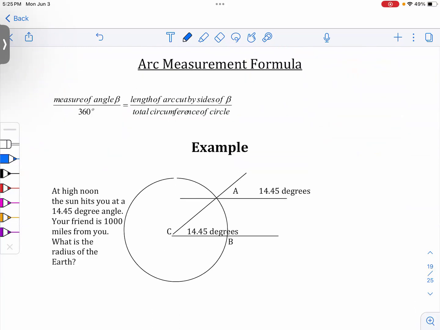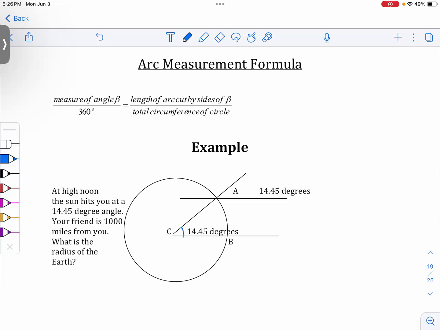The arc measurement formula is a pretty useful formula in order to identify the length of a particular side. So I'm told we have the angle, so at noon, the sun hits you at a 14.45 degree angle. Your friend is 1,000 miles from you. What is the radius of the Earth?